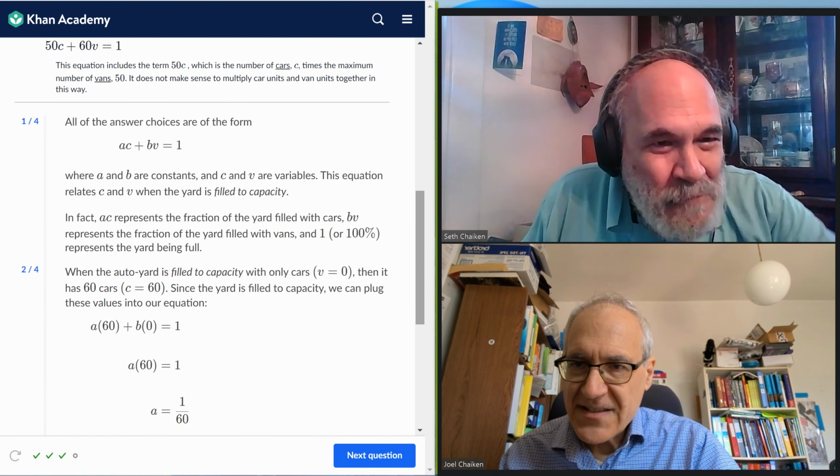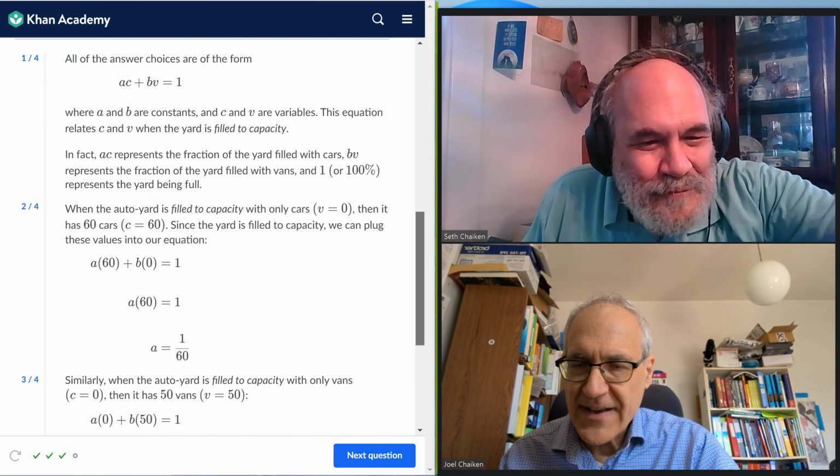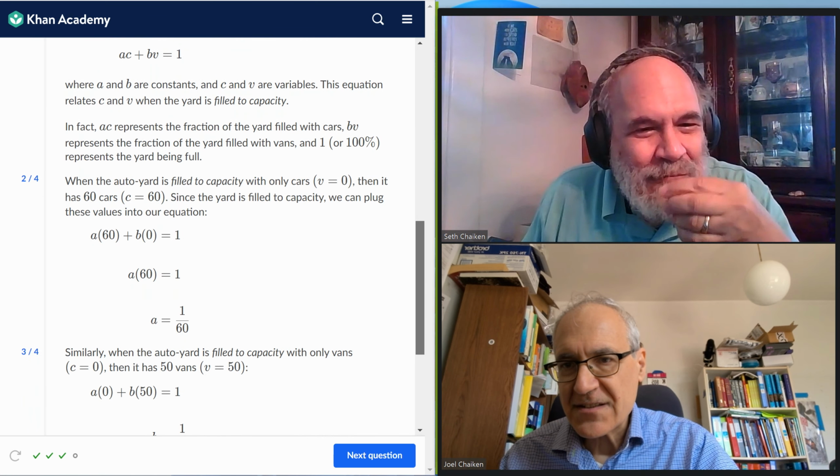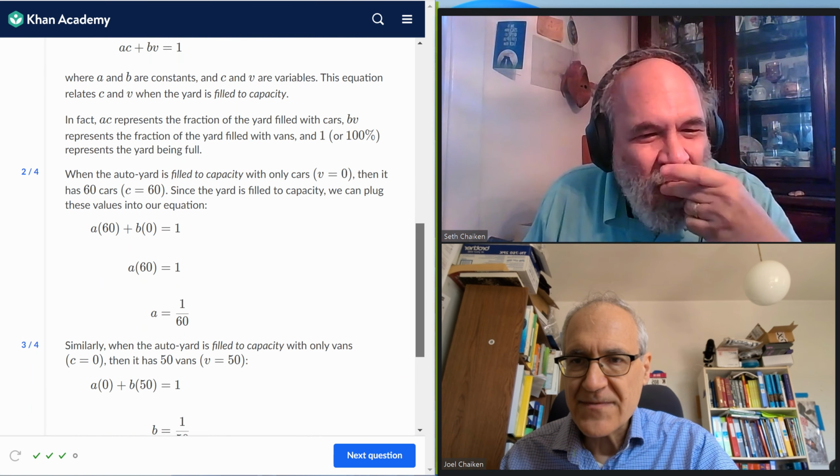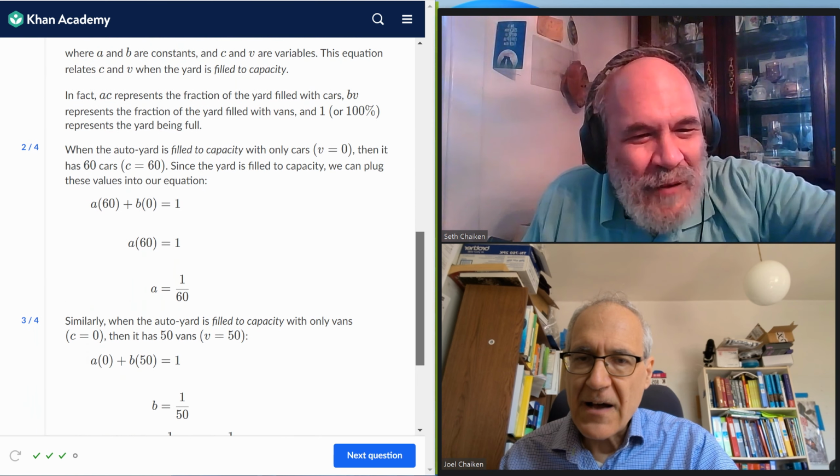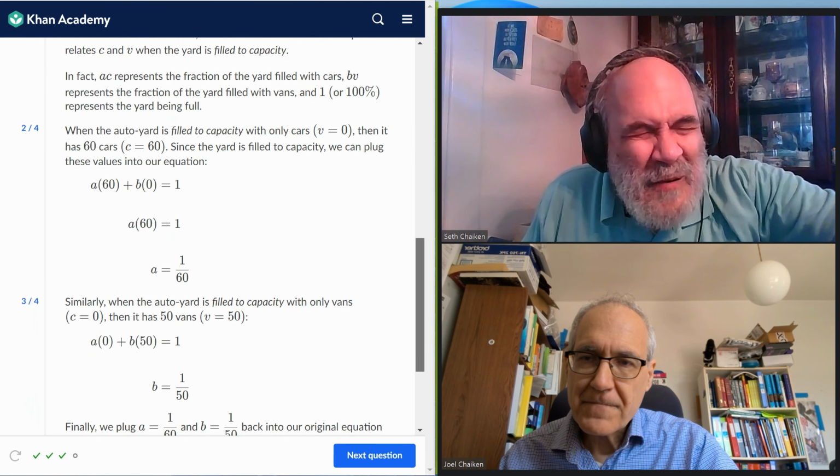In fact, AC represents the fraction of the yard that's filled with cars, and BV represents the fraction of the yard filled with vans. And 1, or 100%, represents the full yard. When the auto yard is filled to capacity with cars, V is 0, then it has 60 cars. Since the yard is filled to capacity, we can plug these values into our equation. Aha, that's interesting.